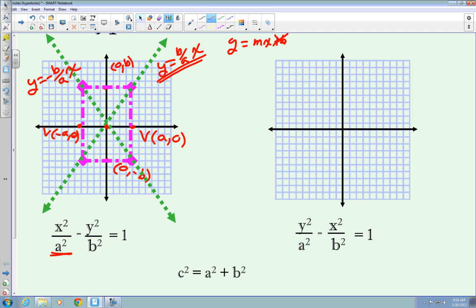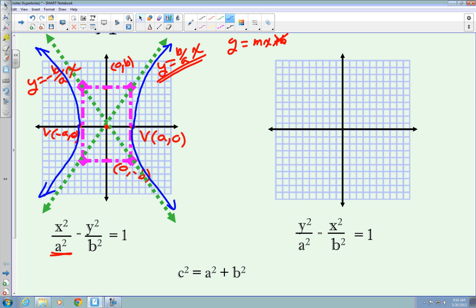Now, if it's the x squared, my vertices are on the x-axis. You don't have to do a t-table, because since I know that it's going to get close to these asymptotes for a hyperbola, you can just sketch them. You don't have to do a t-table. Okay, and I wrote my asymptote equations in a really bad spot because I have to draw right over top.